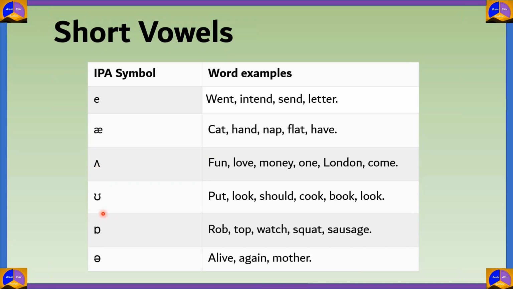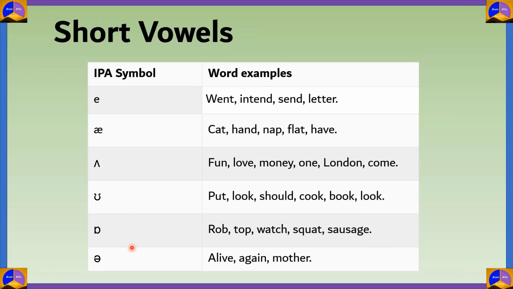Now the fourth symbol in short vowels is used for the sound oo. Now examples of words that have the oo sound are put, look, should, cook, and book. So that sound in the middle is using the short vowel oo. The next short vowel represents the sound o. The o sound is used in words such as rob, top, watch, squat, sausage, etc.